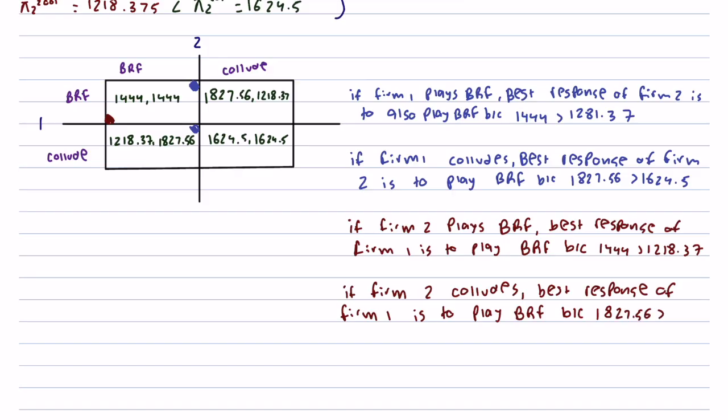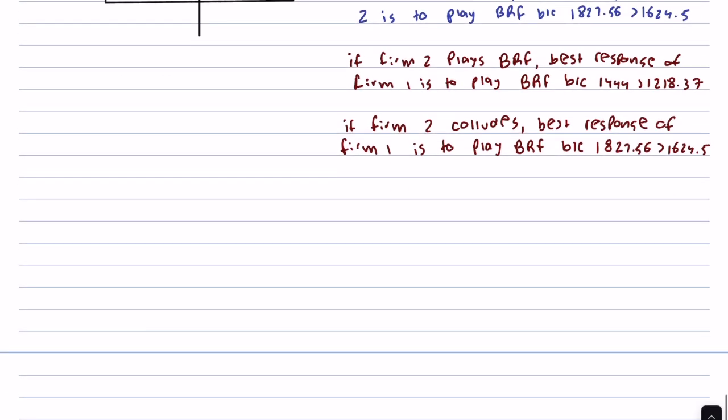1,827.56 is greater than 1,624.5, right? Firm 2 colludes, firm 1 plays their BRF, and they'll make 1,827.56, which is greater than if firm 1 colludes as well, and they only make 1,624.5.